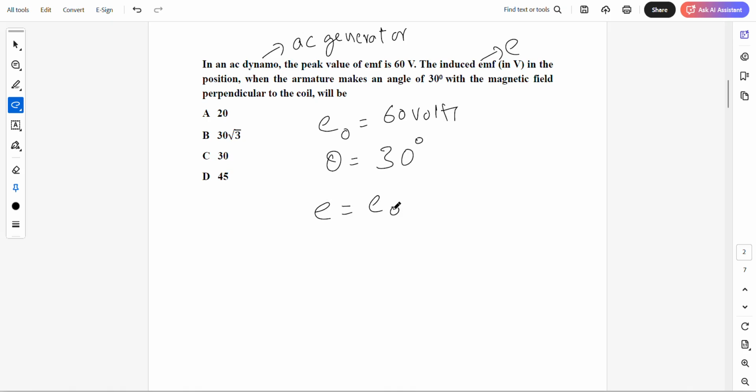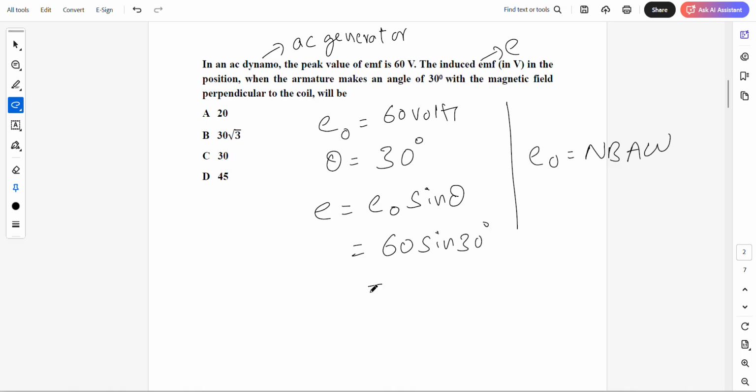We know that E is equal to E naught sine of theta. Where E naught is the maximum value of the EMF induced, that is the peak value, given by NBA omega. Anyway, they have given E naught directly, so E is equal to 60 into sine of 30 degrees. Sine of 30 degrees is 1 by 2, so 60 into 1 by 2. That is E is equal to 30 volts, which is the right answer.